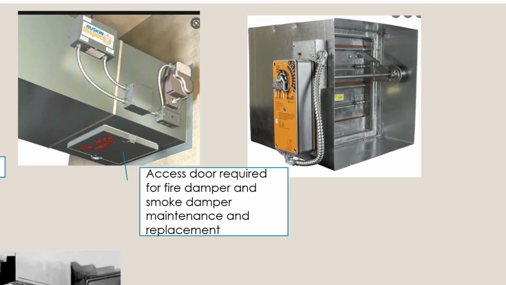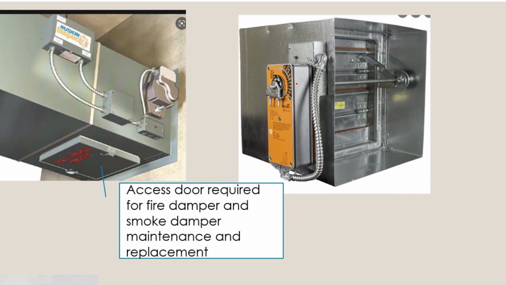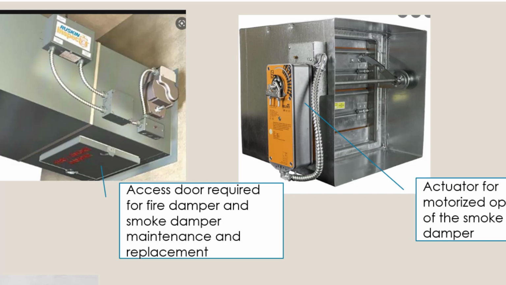And this is another picture of a fire smoke damper. Again, you see a different type of actuator here. This is the motor, and it spins this shaft, which goes in here. And as it's spinning, it basically opens up this damper right here. And also, there might be something that's thermally activated. So if there's a flame, it'll basically automatically shut this device here. Now here's the actuator for motorized operation of the smoke damper.